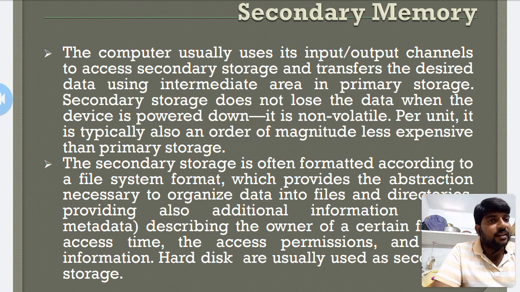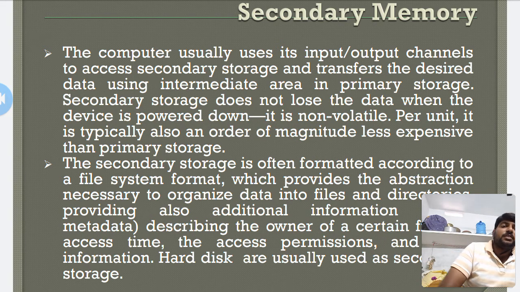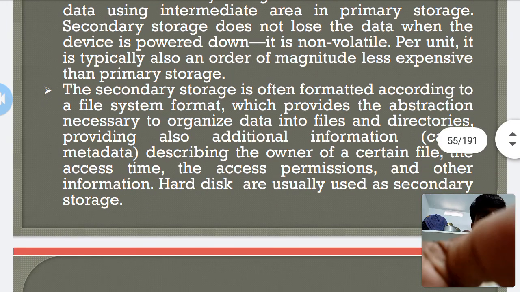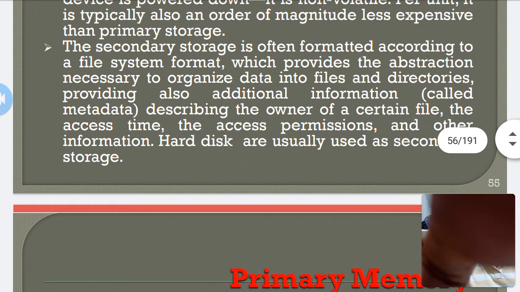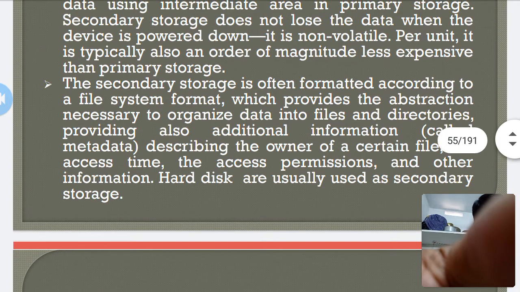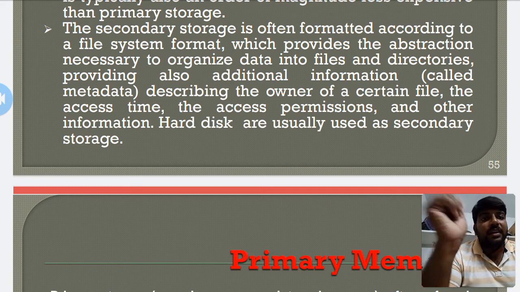It is non-volatile. It is also typically an order of magnitude less expensive than the primary storage. The secondary storage is often formatted according to a file system format, which provides the abstraction necessary to organize the data into files and directories. Directories also provide additional information called metadata, describing the owner of certain files, the access time, the access permissions, and other information.